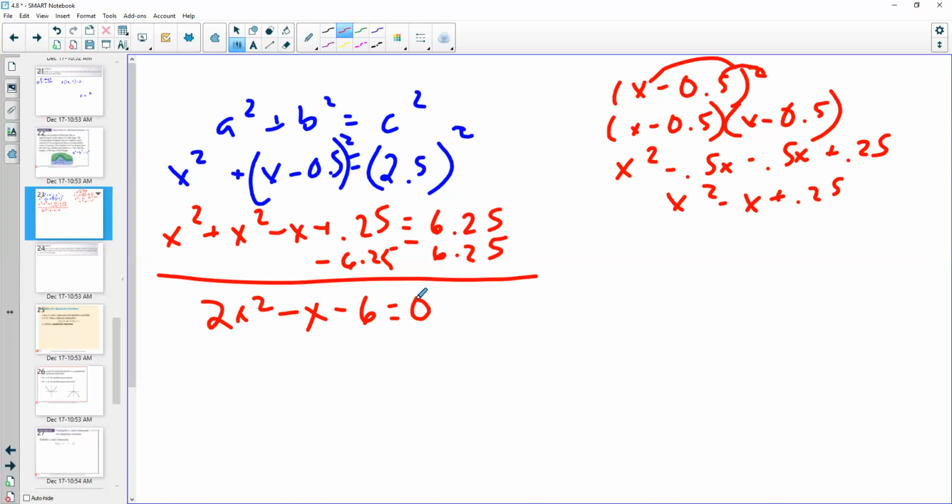So now let's factor. It's an AC test, right? Because there's a 2 in front of x squared. So 2 times negative 6 is negative 12. I need to multiply to negative 12 and add to negative 1. So that would be a negative 4 and a positive 3. So now I need to rewrite minus 4x plus 3x.